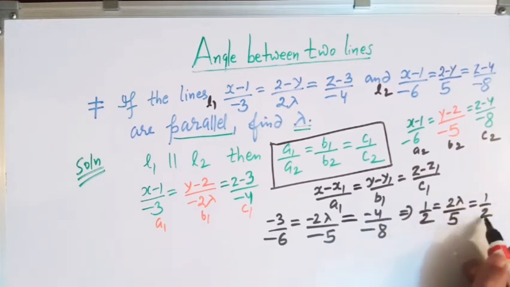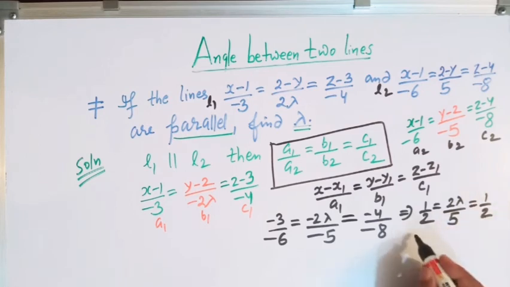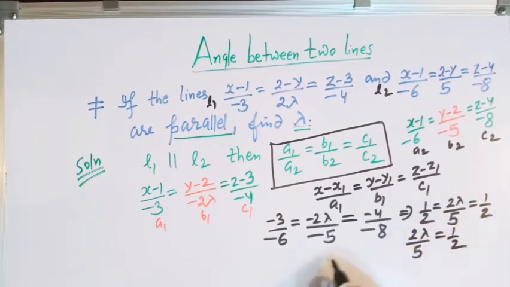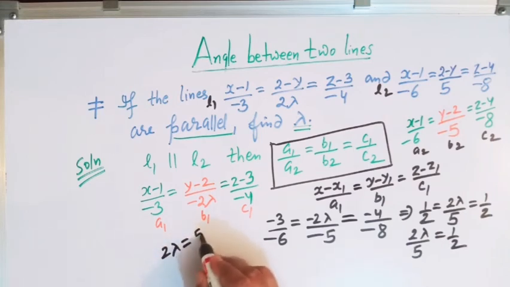Now taking any two fractions here, so we have 2 lambda by 5 is equal to half, so 2 lambda is equal to 5 by 2 and lambda is equal to 5 by 4. So this is the required value of lambda.